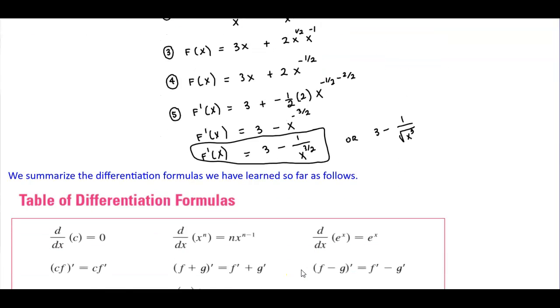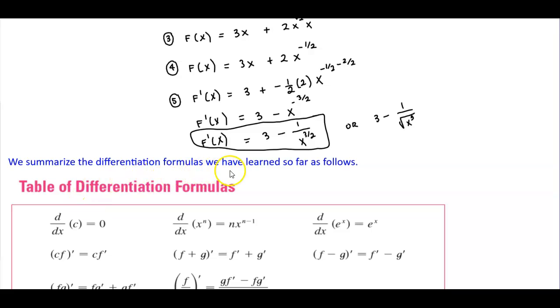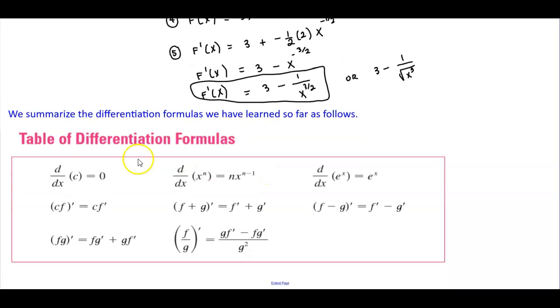Okay, so we summarize the differentiation formulas we have learned so far as follows. So here is the table of differentiation formulas. We have the derivative with respect to x of a constant is equal to 0. If we take the constant and multiply it by the function and take the derivative of that, we can factor out the constant and then take the derivative of f. Okay, f times g, which is the product rule, is f times g prime plus g times f prime. Okay, derivative with respect to x of x to the n is equal to n times x to the n minus 1.